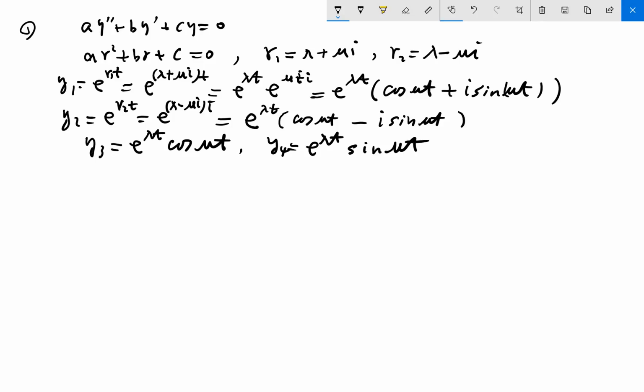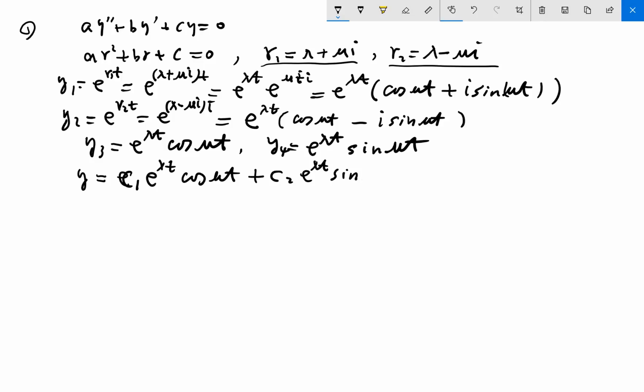We can easily check that y3 and y4 form a fundamental set of solutions. And they are real solutions, not like y1 and y2, which are complex solutions. So the general solution for equation 1, once you have two complex zeros, can be written like this: C1 times e to the lambda t cosine mu t, this is your y3, plus C2 times e to the lambda t sine mu t.